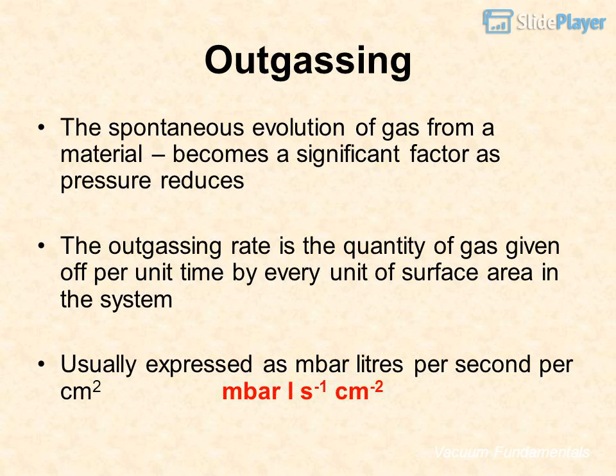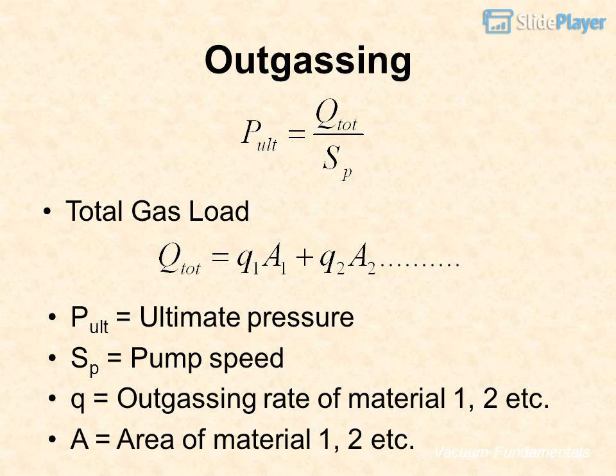Outgassing is the spontaneous evolution of gas from a material, and it becomes a significant factor as pressure reduces. The outgassing rate is the quantity of gas given off per unit time by every unit of surface area in the system, usually expressed as mbar liters per second per square centimeter, mbar·l·s⁻¹·cm⁻². Outgassing total gas load: P_ULT = Q × A / S_P, where P_ULT is the ultimate pressure, S_P is the pump speed, Q is the outgassing rate of material 1, 2 etc., and A is the area of material 1, 2 etc.